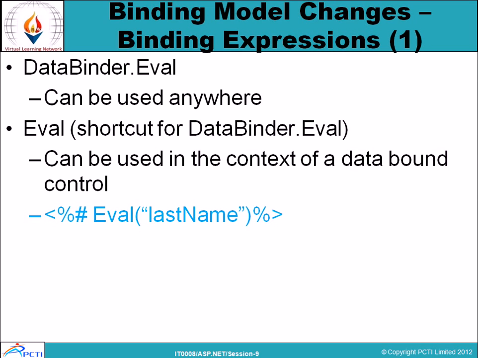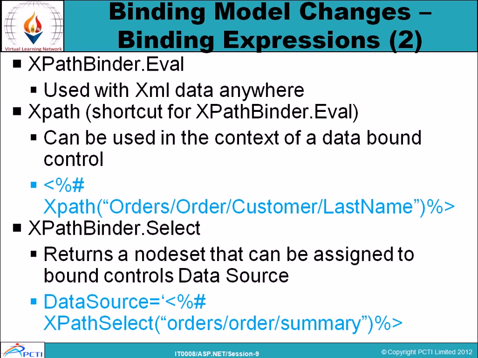Eval is a kind of shortcut for Databinder.Eval. It means that if you want to use the shortcut for Databinder.Eval, it is normally Eval. It can be used in the context of a data bound control, like <%# Eval("LastName") %>. In this way we can make use of this expression.